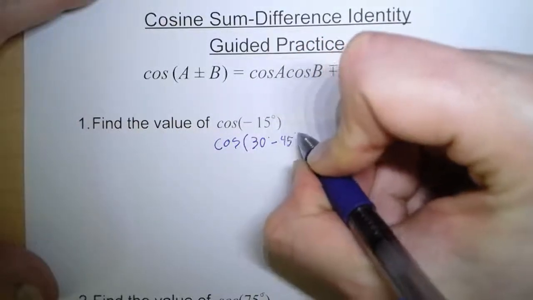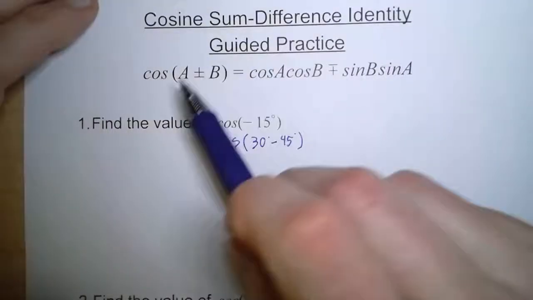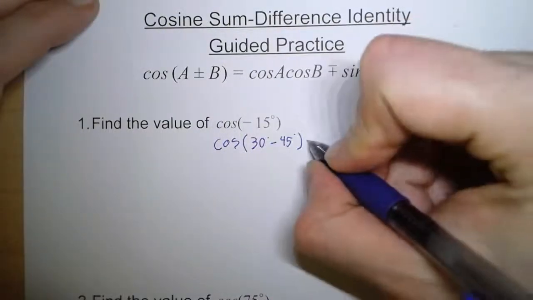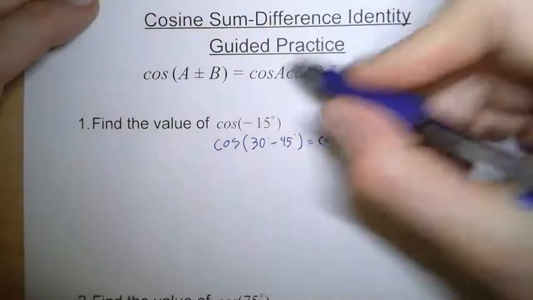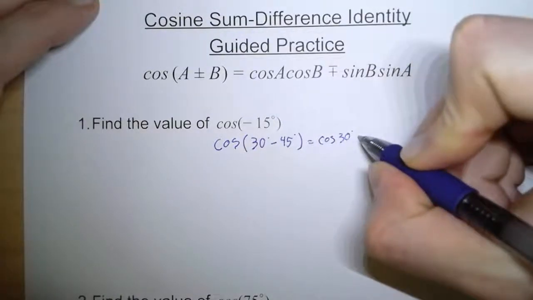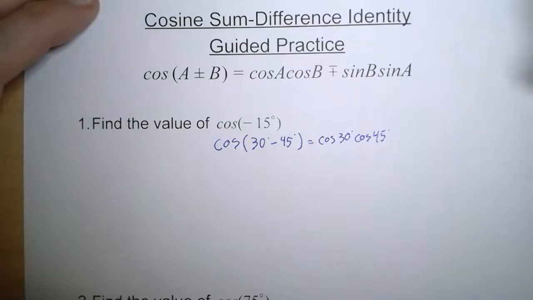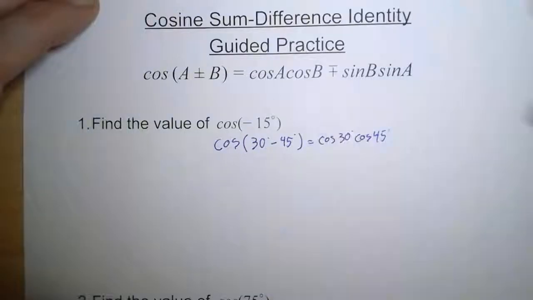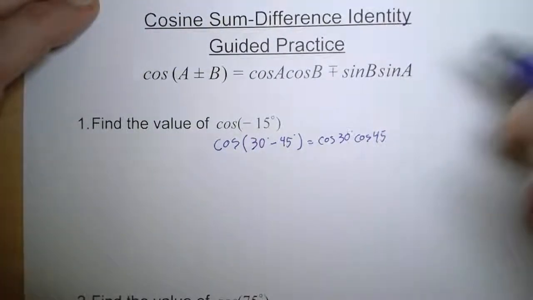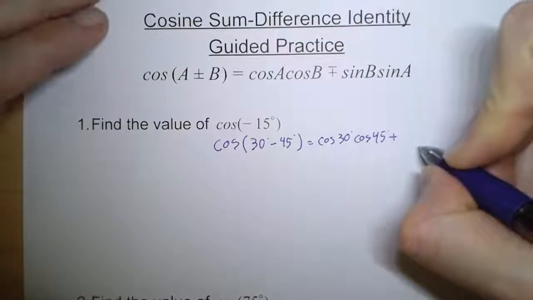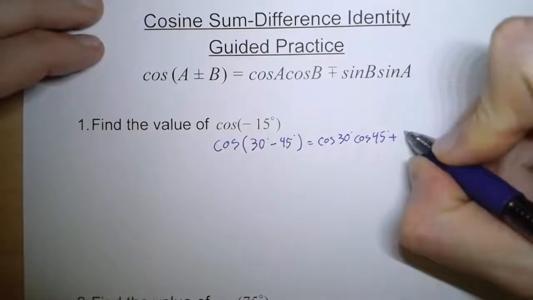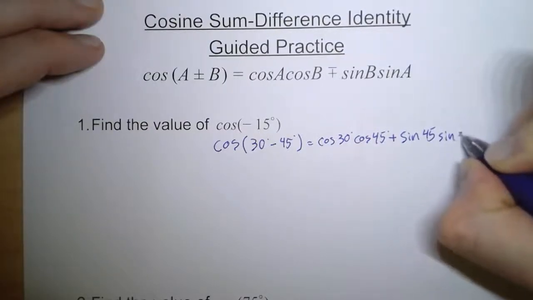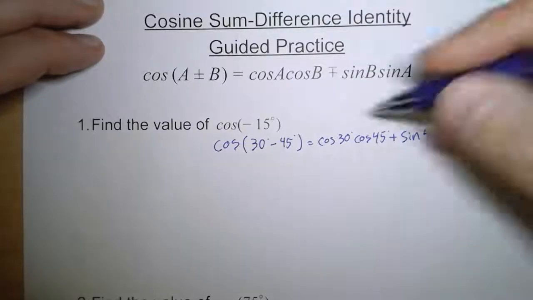Up here, what we have is our identity. A is the first angle and B is the second angle. So what this says is you take cosine of the first angle, which is 30 degrees, and cosine of the second angle, which is 45 degrees. The big thing to notice is that this says plus or minus, and this says minus plus. The idea is that if you're subtracting the angles, then you're going to add these two quantities out here. And then we take sine of the second angle, which is 45 degrees, times sine of the first angle, which is 30 degrees. Since you're multiplying, it doesn't really matter what order you multiply them in.